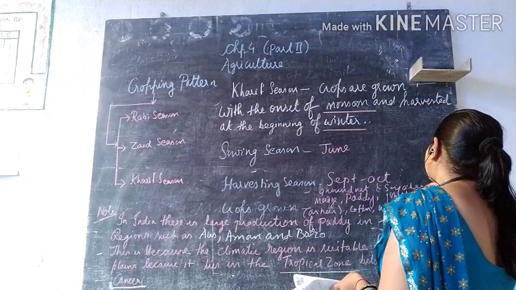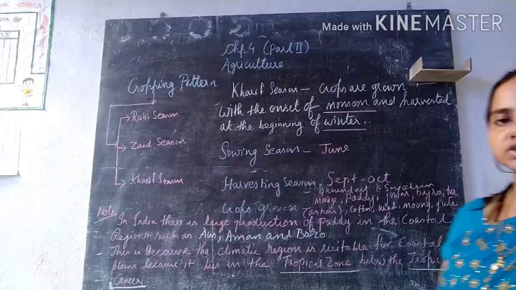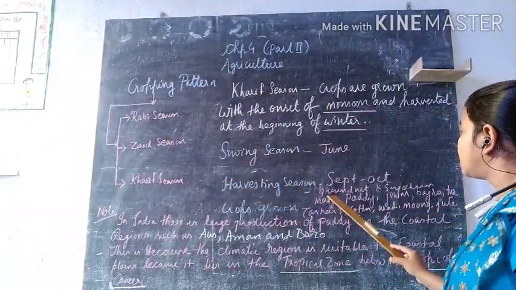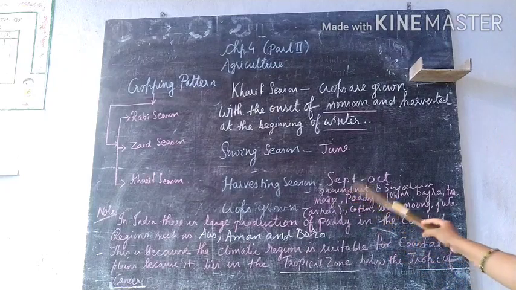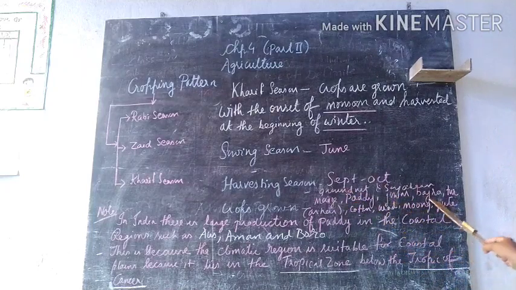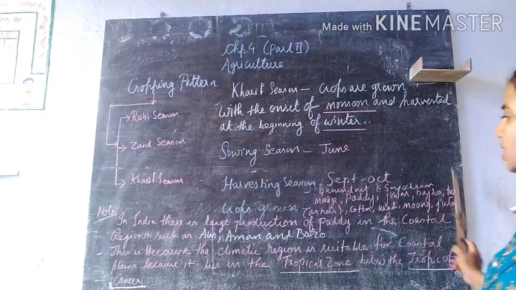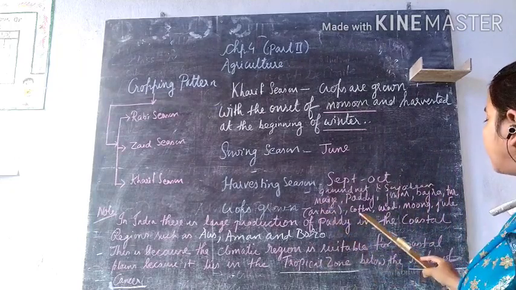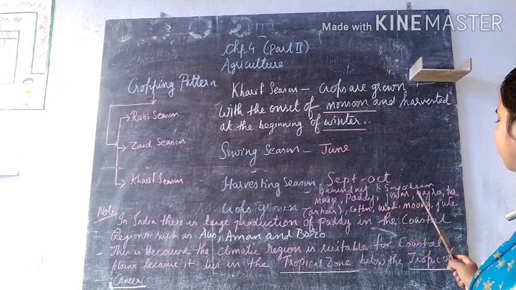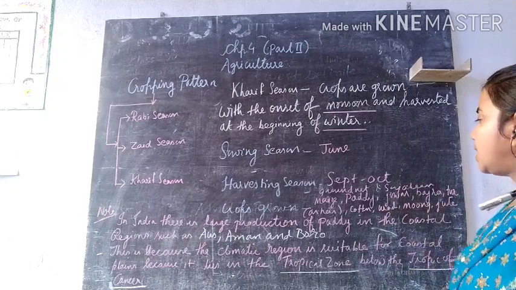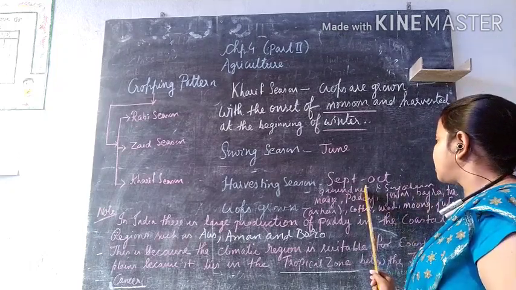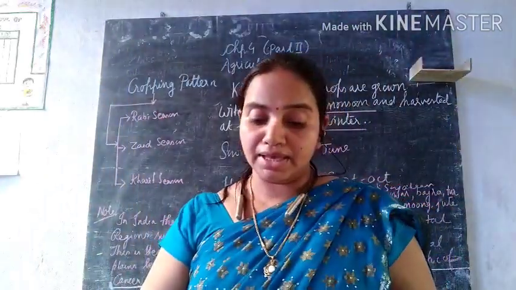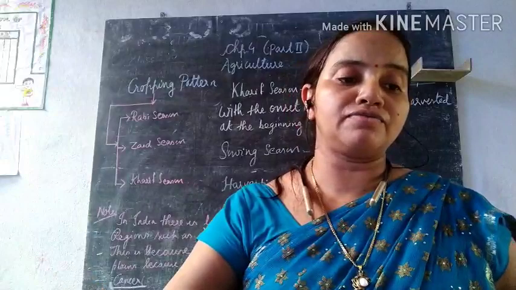So once again, we'll see what are the different crops grown in this season. Number one is maize, then paddy, then jowar, then bajra, then tur, which is also called arhar. Then we have cotton, urad, moong, and then jute. And besides this, we also have groundnut and soybean. So these are examples of Kharif crops.